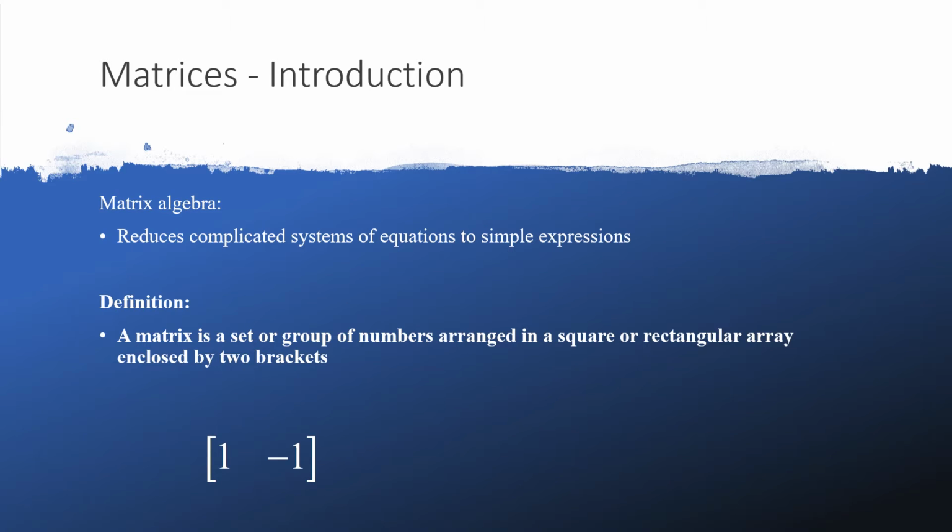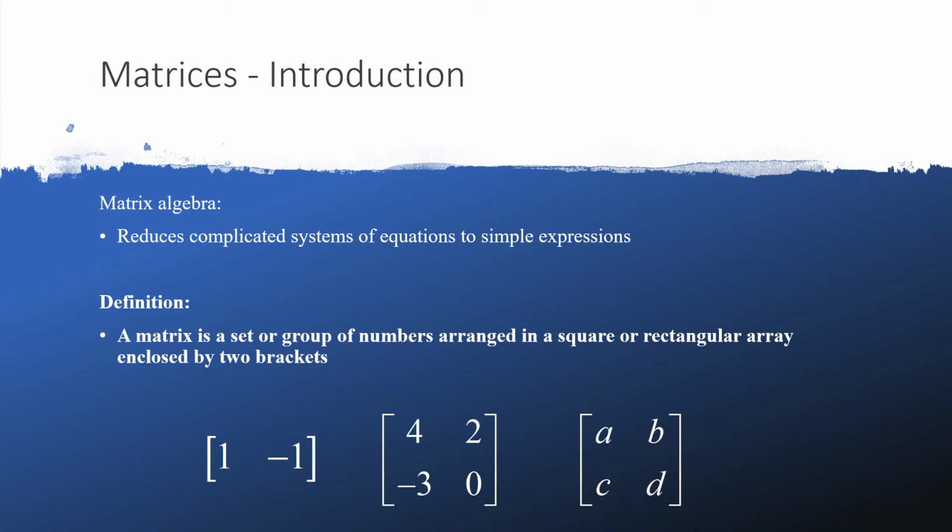In this first example, we have a 1 by 2 matrix because we have one row and two columns. This next example is a matrix that we would say is 2 by 2 because we have two rows and two columns. And then our last example, we also have a 2 by 2 matrix, even though we don't have actual numbers in the matrix. It's still an arrangement in matrix form of two rows by two columns.